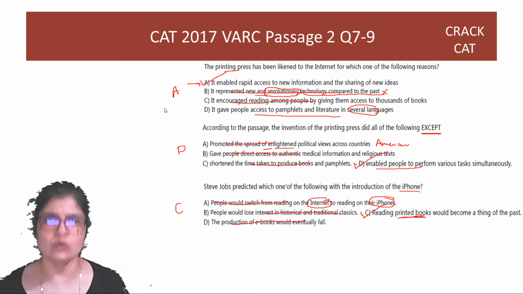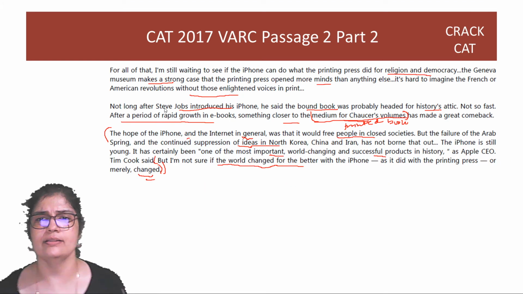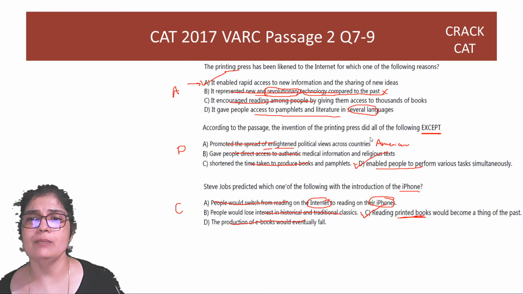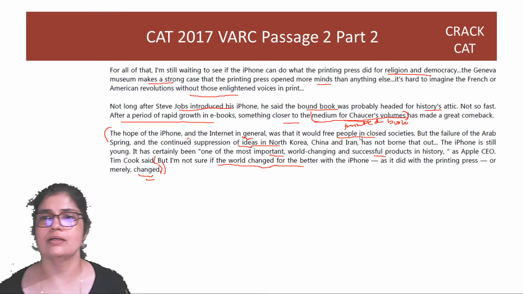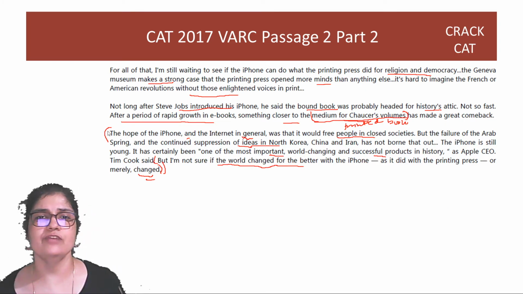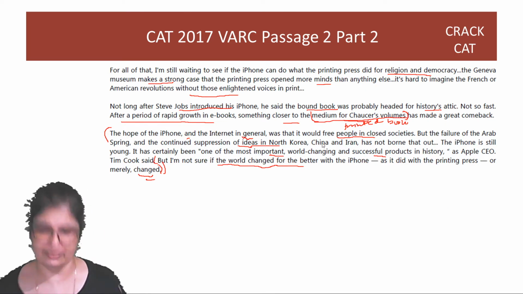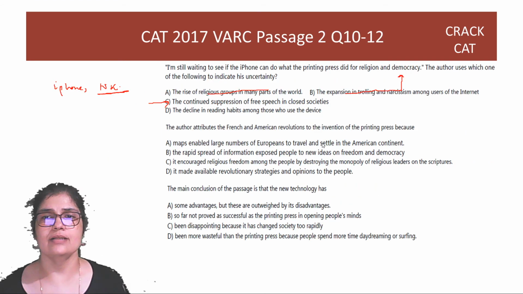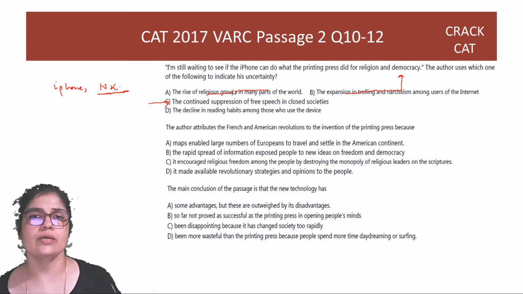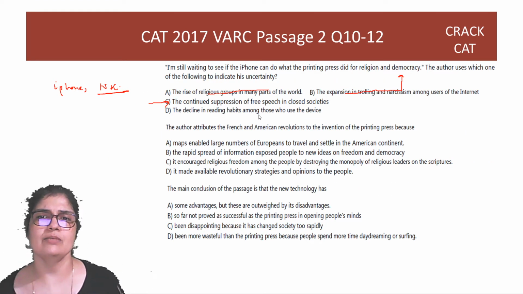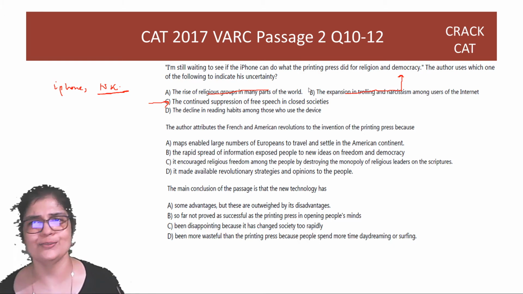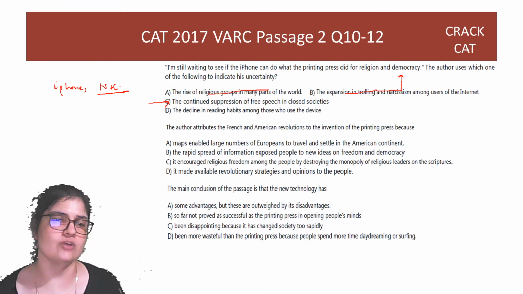If you see, right, closed society is mentioned equally. Internet that would free people in closed societies. Correct? But the failure of the Arab Spring. So this is very clearly given. So your answer is C is looking good. Decline in reading habits among those who, this has nothing to do with religion and democracy, right? So D is also out and your answer is option C.